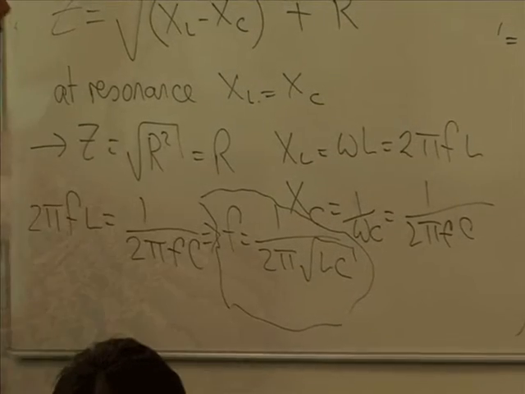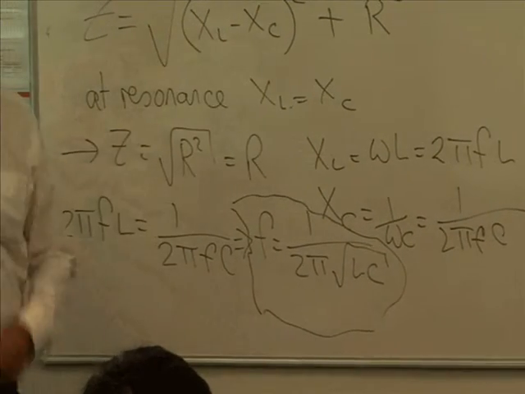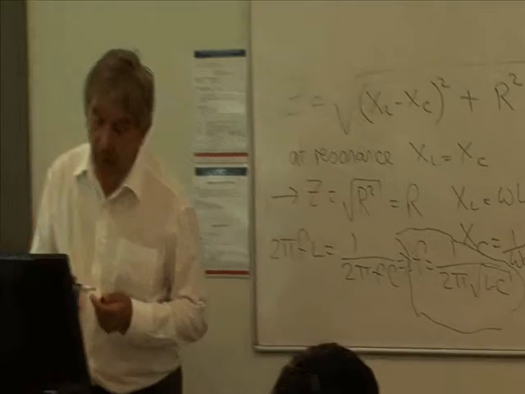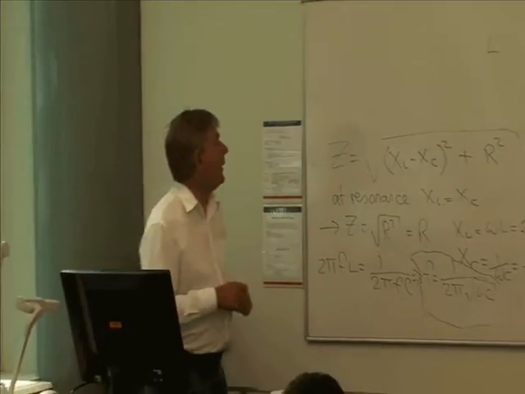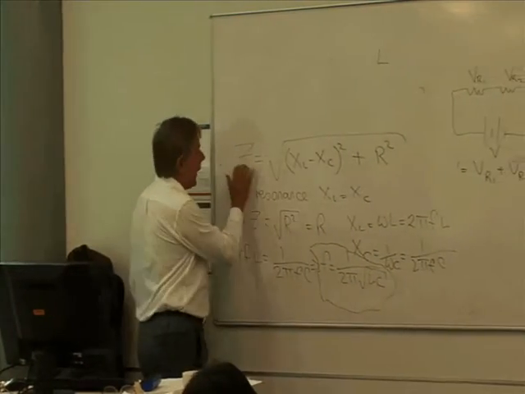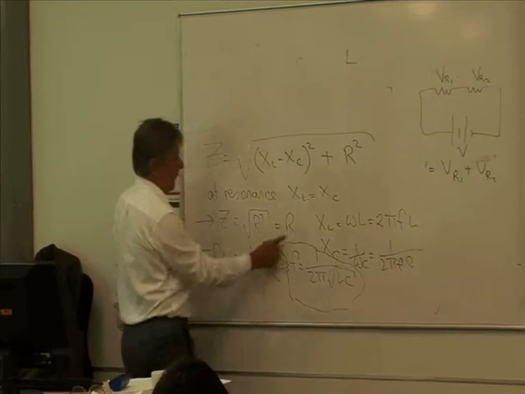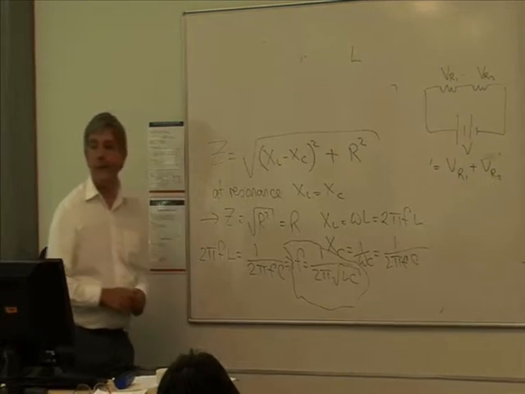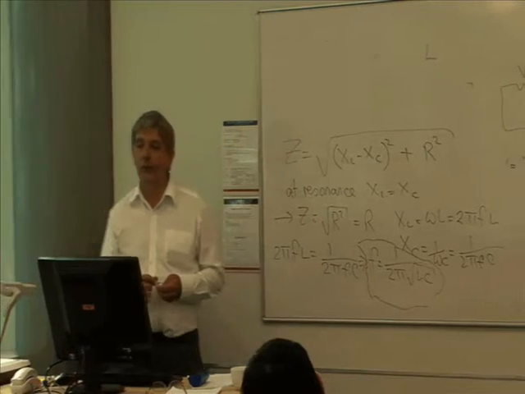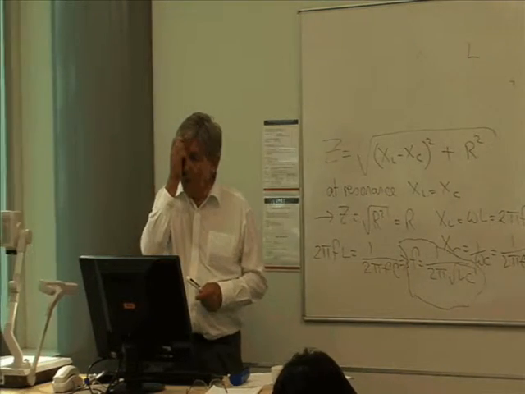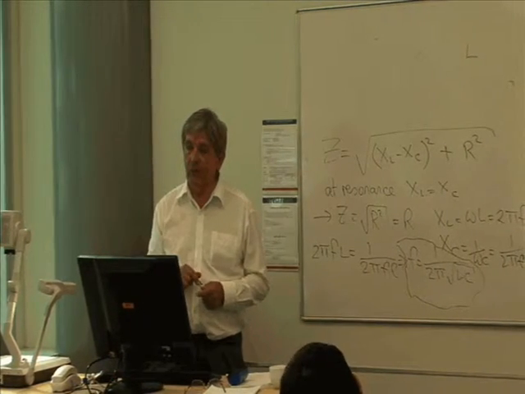Very important equation. When the frequency is given by that, it's as if the reactance of the inductor and the capacitor are cancelled out. This term disappears, and the impedance is purely resistive. So maximum current flows. And we can make use of that in developing tuned circuits.